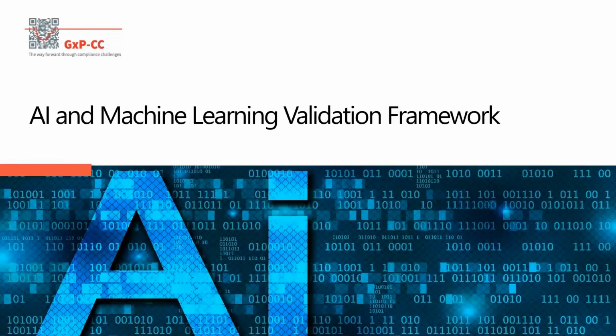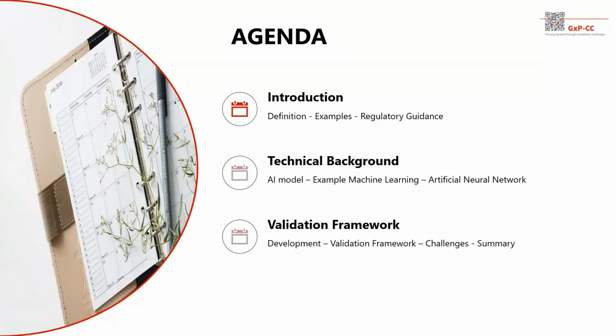So today's topic is AI and machine learning validation framework. The idea is that we start with a short introduction with a definition of AI and machine learning. We look at some examples and look at what regulatory guidance is available. Then we'll have a look at the technical background, understand what an AI machine learning algorithm is, and then we'll see how we can develop something like that and put it into a validation framework. At the end, we'll also have a look at the challenges that we cannot look into in detail here and do a short summary.